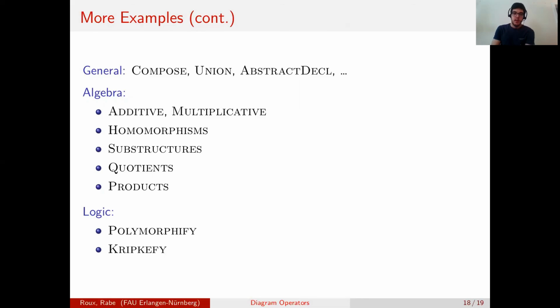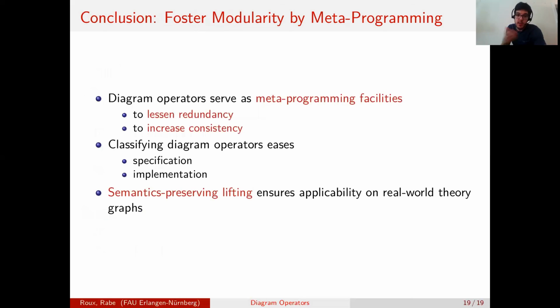Right, and I think these are very generic examples, and I'm sure that in every mathematics subfield there might be the need for specialized operators. And now we have the beginning of a modular way to specify and implement them. So hopefully that paves the way for more specialized operators appearing. Right, so let's conclude the talk.